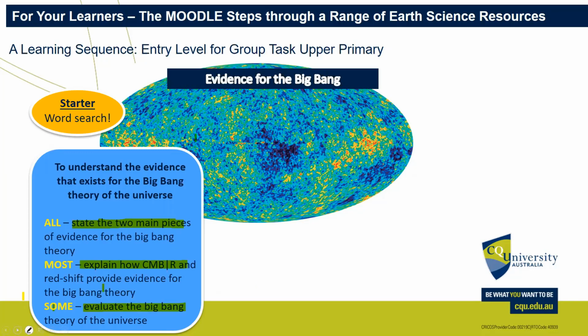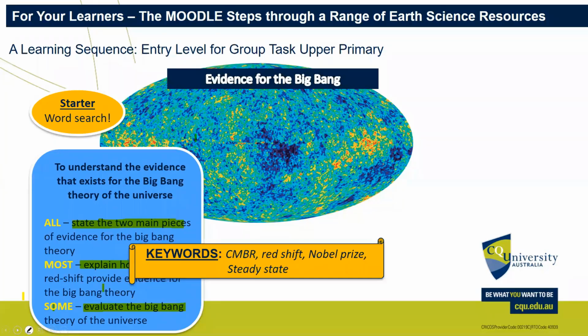So all of a sudden we're starting to see them go through this inquiry process where they've taken the main basis, they've applied and understood the theory, and they're now looking out and applying it and elaborating it into the world. So the key words in this little unit, for instance, would be CMBR, redshift, Nobel Prize and steady state.